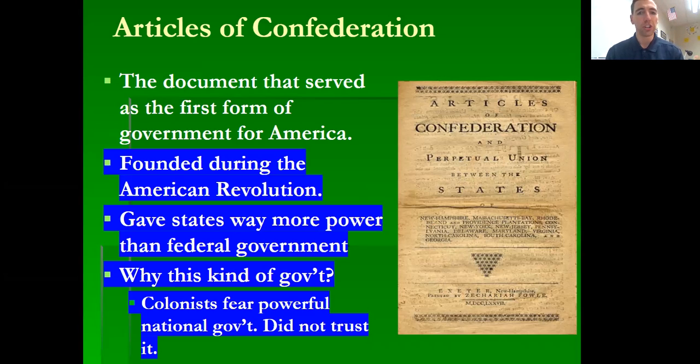It was founded during the American Revolution, and during the American Revolution, you need to remember that the colonists are terrified of a king, a powerful federal government. So what do they want to do? Make sure that their federal government is super weak and give all the power to the states. So they create this Articles of Confederation, which gave almost no power to the federal government and all the power to the states. That's the major thing you need to know about the Articles of Confederation.